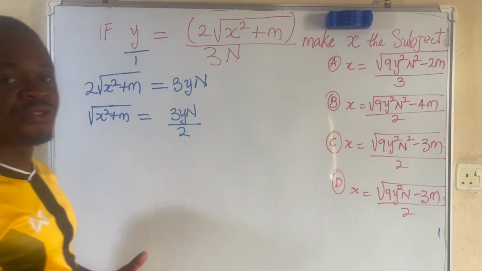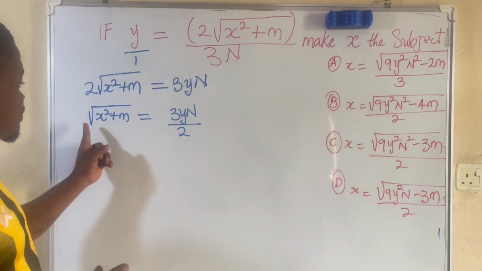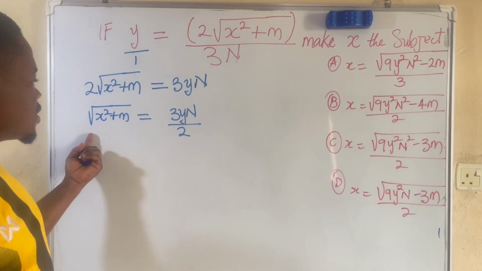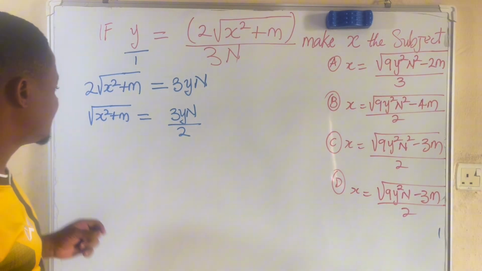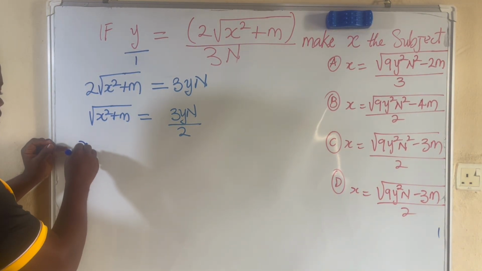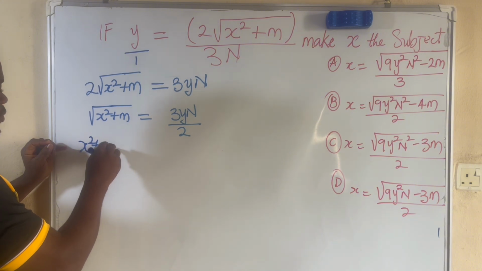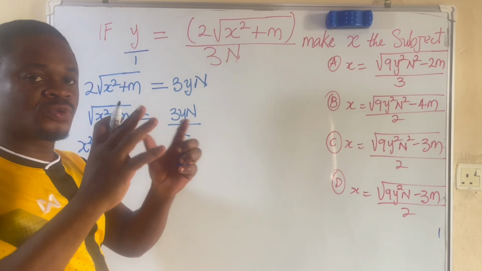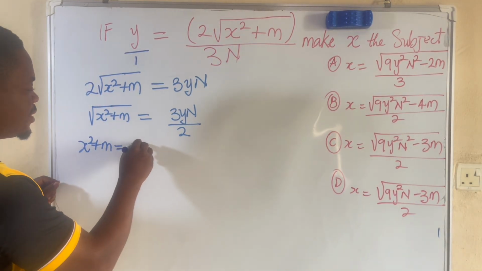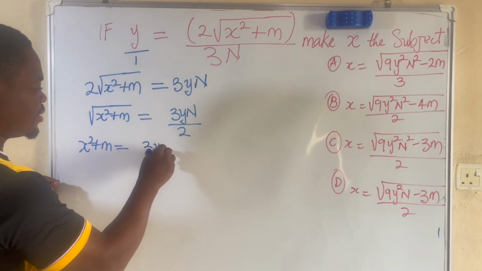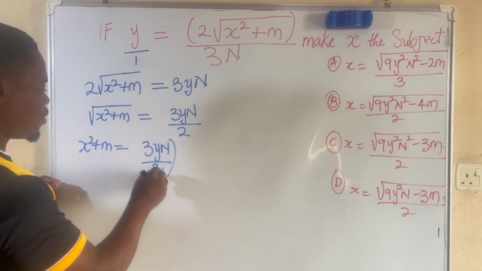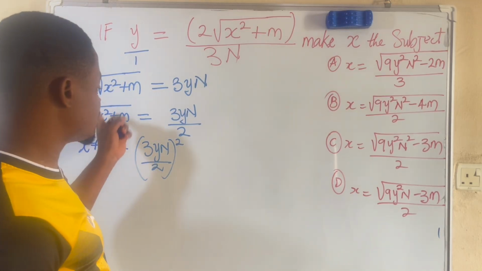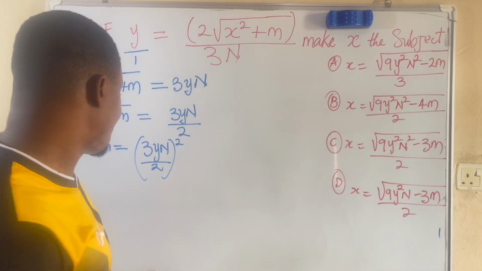The next thing we are going to do is for the root to cross the equality sign. If root crosses the equality sign, we are going to have x squared plus m equal to, if this root crosses the equality sign, it becomes square, so we have 3yn all over 2, all raised to power 2. When square root crosses the equality sign, it becomes a square.